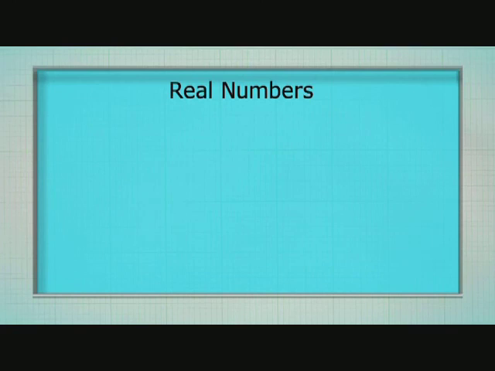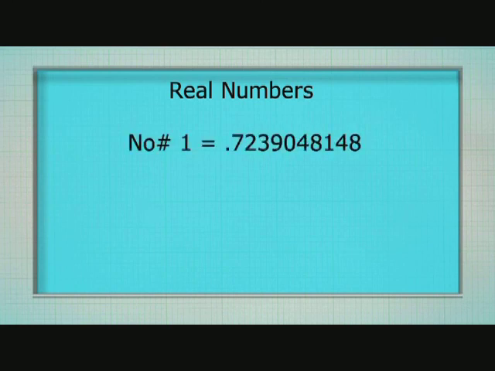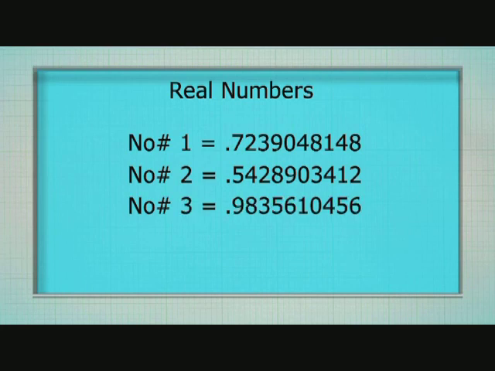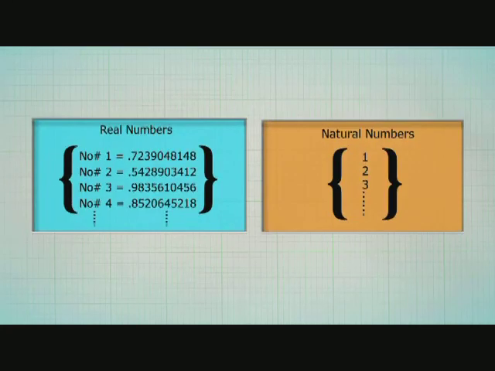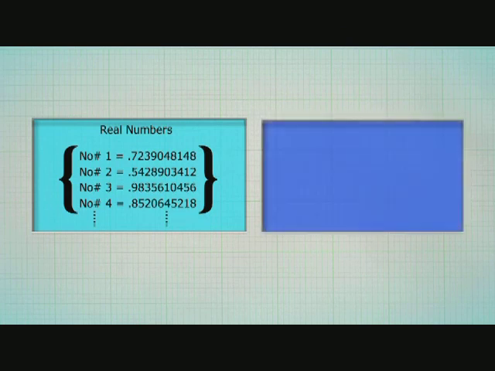So let's try and list out all the real numbers. Don't worry, we don't need to write out all the infinite, let's just write out any 4. Now if we say this is number 1, 0.7239048, 148. And like this, we imagine every real number. To show that I cannot create a one-to-one correspondence with natural numbers, I will create a number that is not in our list. How will I do that? By taking the first digit from number 1, the second from number 2, the third from number 3, and so on.